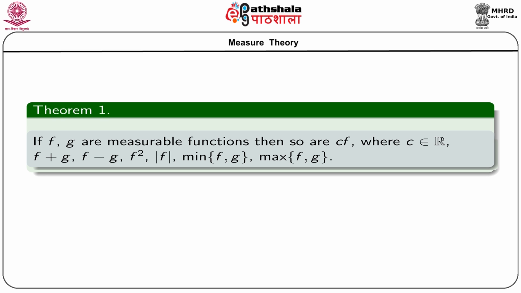And if you look at the properties more closely, when we say that cf is measurable and f plus g is also measurable, this means that the collection of all measurable functions forms a vector space over the set of real numbers with respect to the usual addition of functions and scalar multiplication of functions. So, it forms a linear space.